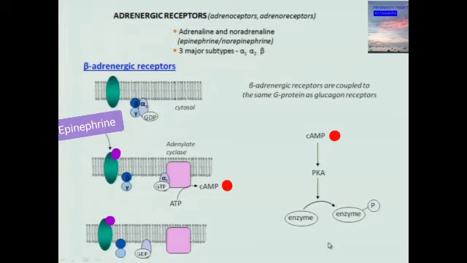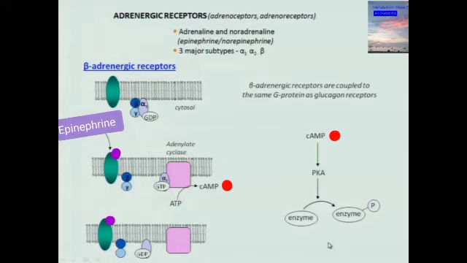This is what we call covalent modification of enzymes. That's right there. Adding phosphates to serine and threonine residues on enzymes changes their activity. So PKA does that to specific enzymes and can either inhibit or activate enzymes depending on the identity of the enzyme.